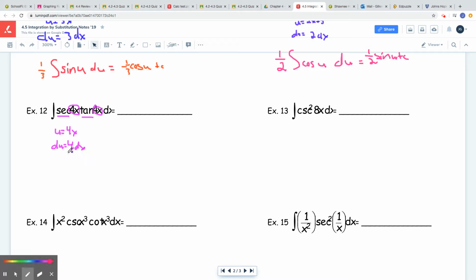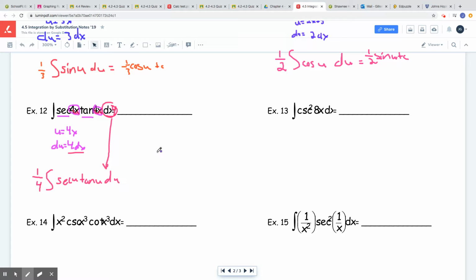I need to have all of du in the problem. There's my dx. I do not have a 4. These do not count because these are u. So I add a 4. There's my 4 dx, which means I need a 1/4 on the outside. I'm left with secant, but not 4x, it's secant u, tangent u, and then this is my du.